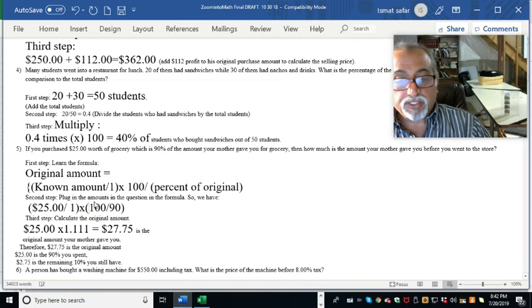So this 100 over 90 is actually 1.111, and the answer is 27.75, the original amount your mother gave you. So 27.75 is the original amount. We didn't know the original amount, and then we used this formula here.